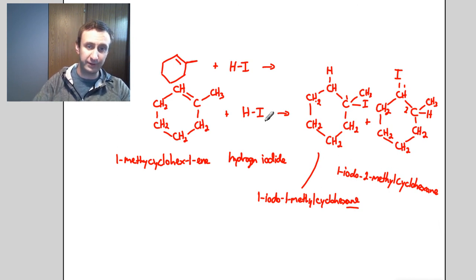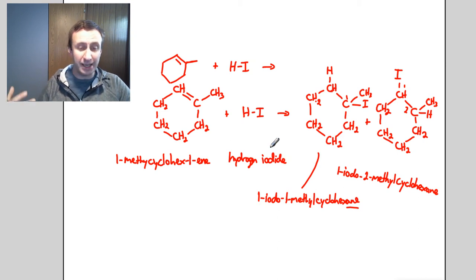Now, if this were just, let's say, I2, I would only have one product because I'm adding the same thing to both carbons. So in that case, it would just be 1,2-diiodo-1-methylcyclohexane, right? Something like that. So just interesting, when I have hydrogen halides that I'm adding, it ends up with different products than I would get if I wasn't adding a hydrogen halide, but just a halogen.